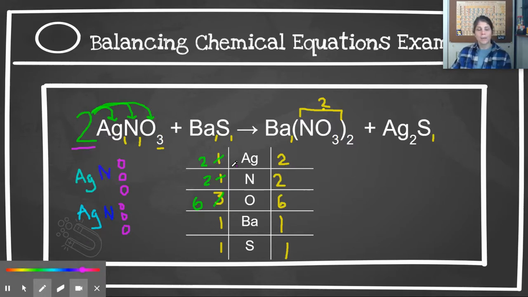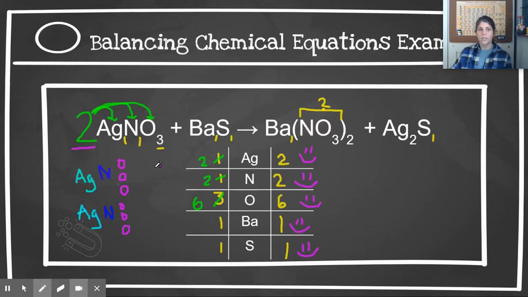Looking at my bookkeeping right here, I started with 2 Ags, I ended with 2 Ags. That's a good sign. That follows the law of conservation of mass. I'm starting with 2 N's, I'm ending with 2 N's, also very important. In terms of my oxygens, balanced. My Bas are starting and ending with the same amount, and S also starts with 1, ends with 1.